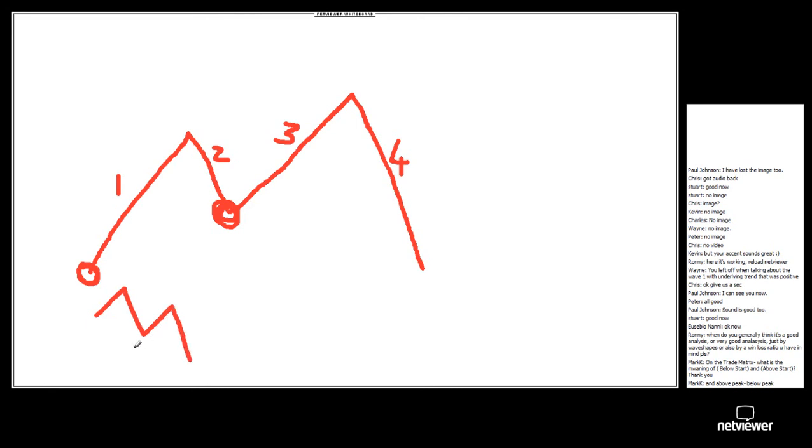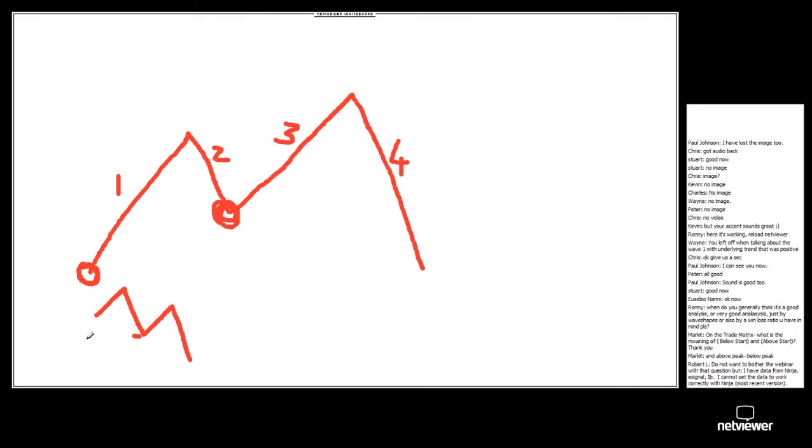Okay? What would a below start pattern look like? Let me draw one here. Wave 1, wave 2, wave 3, wave 4. That's a below start pattern, because there's the start and there's the start of wave 3. Okay, that's a below start. This is above start. The same thing applies to wave 4.